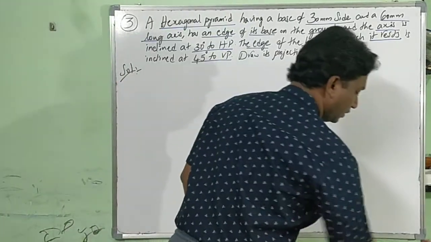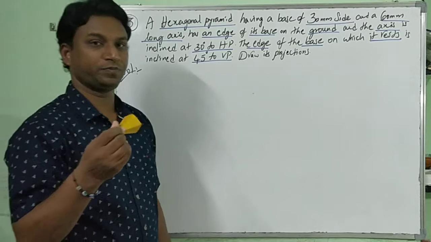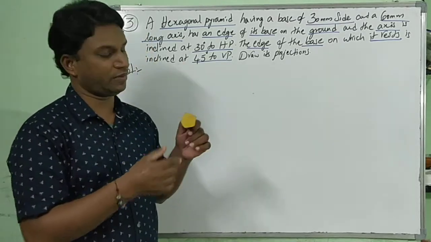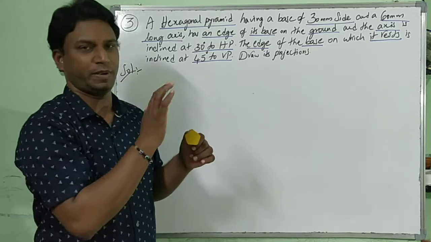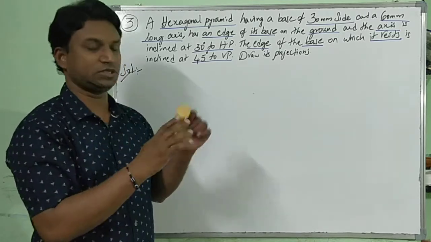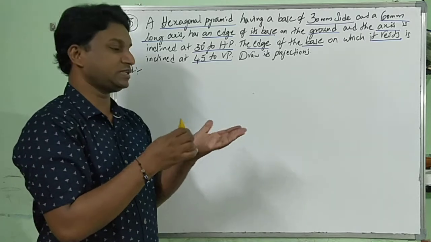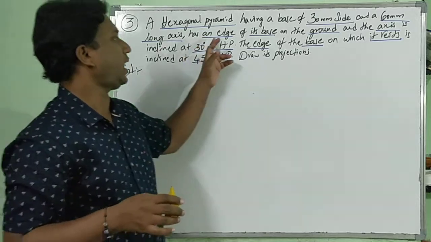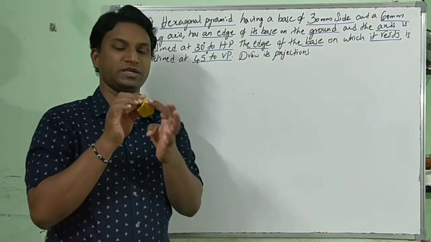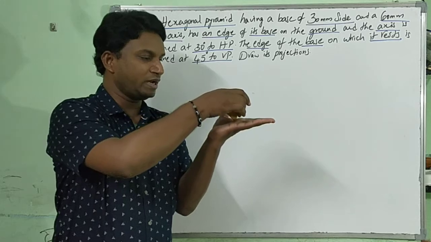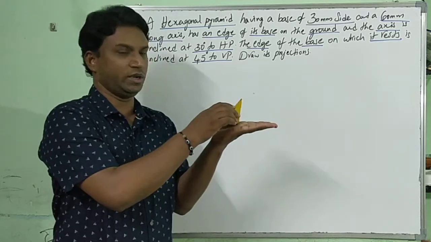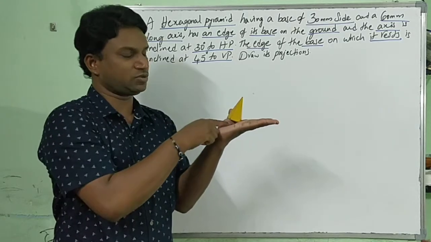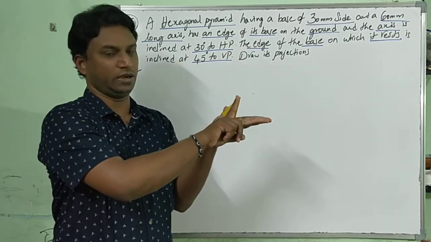Now let me show this with the help of the solid object available. Hexagonal pyramid, the base shape is a hexagon. I don't have any hexagon shape, so I am trying with the help of a pentagon, just for reference. You already have the knowledge. Now, 30 mm side, 60 mm height, has an edge of its base on the ground. How many edges will it have? 6 edges. One edge is on the ground. When one edge is on the ground, you can see its axis from apex to the center, it will be like this line.